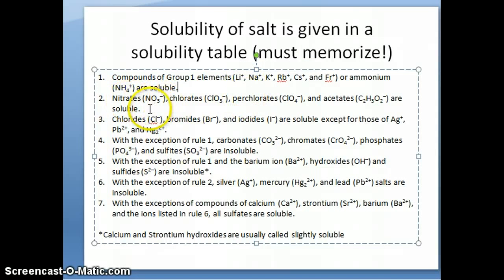The second one is also fairly easy. This refers to anions now. If you have nitrates, chlorates, perchlorates, or acetates, these are always also soluble. So anytime you have cations combined with these, let's say you have iron nitrate, that's going to be soluble. You have copper chlorate, that's going to be soluble, and so on. The other rules are more specific. There are certain exceptions to each one of these rules, and you have to remember all of them.